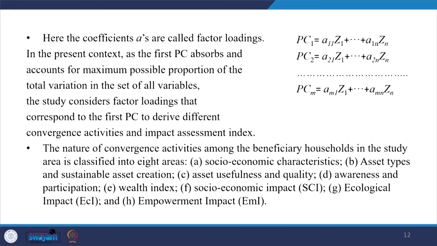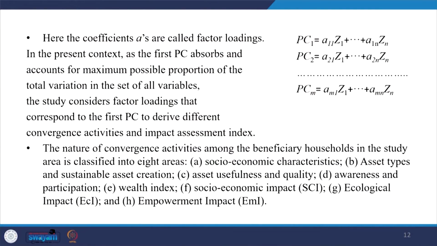First of all, we need to do some factor analysis. If you do not have so many factors, then directly you can consider those variables, and try to normalize the variables wherever there is some possibility of extreme values, to make the distribution more normalized. Then this first PC accounts for the maximum possible proportion of the total variance in the set of all variables.